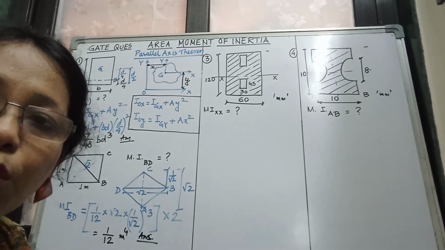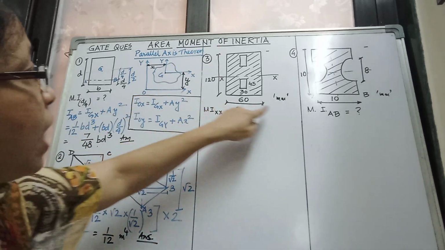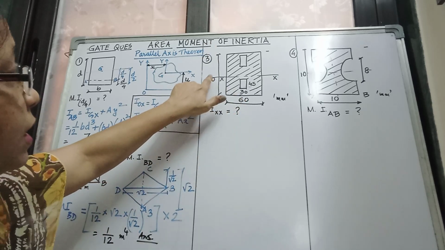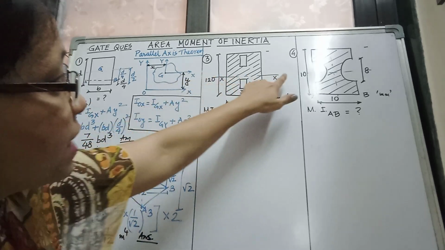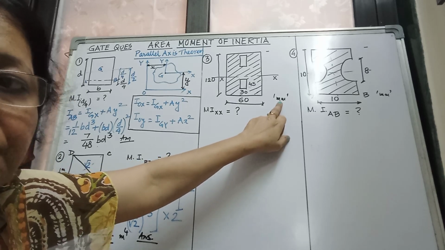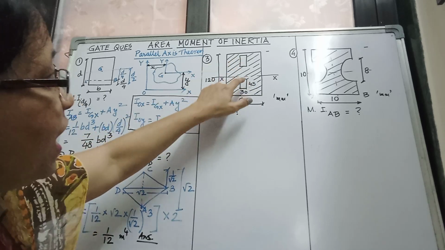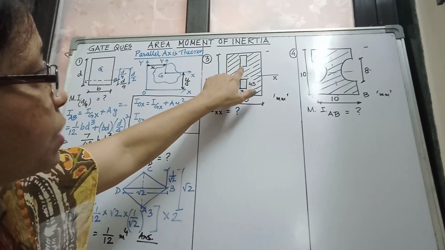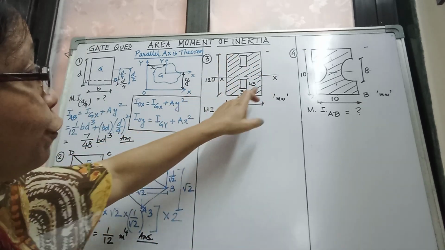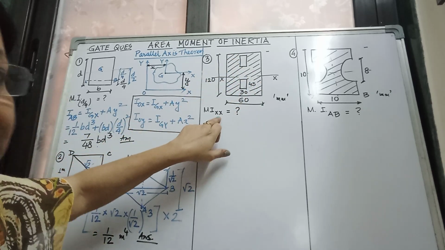Okay. Now we will go to problem number 3. Please see the problem. This is one rectangle, 60, and this is 120. Through the center, one axis is passing, that is xx, and all the dimensions are written in millimeter. Now from this rectangle, two rectangles have been cut, 30 by 45. This is also the same, 30 by 45. Two rectangles have been cut or deducted. Now we have to find the moment of inertia of the shaded area about the xx axis.